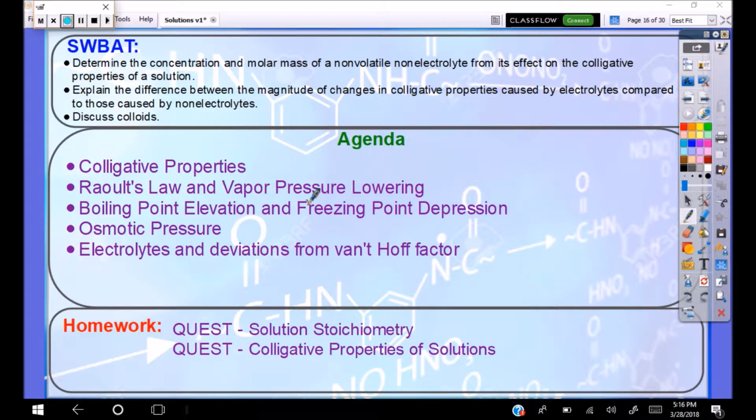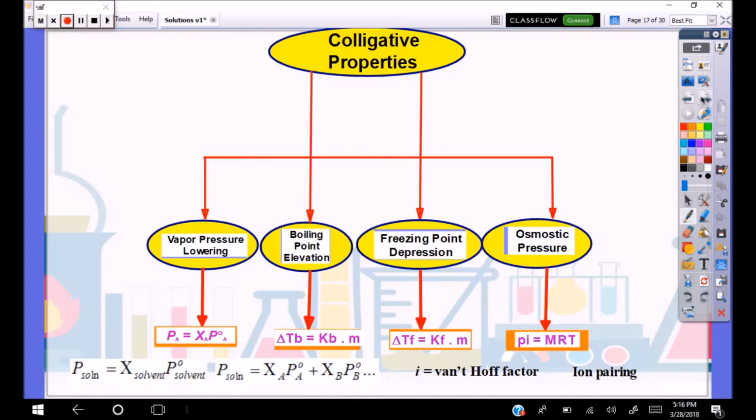We're going to explore colligative properties today. Specifically, we're going to look at Raoult's law and its effect on vapor pressure lowering. We're going to look at the boiling point elevation and freezing point depression processes. We'll look at osmotic pressure and electrolytes and their deviation from the van 't Hoff factor, which we'll talk about as well. There are two quests that align with this: solution stoichiometry and colligative properties of solutions.